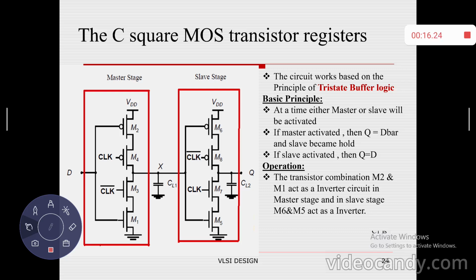If I change the control signal to clock equals 1, M4 and M3 are off, and M7, M8 are on. Speaking simply, the master is deactivated and the slave is activated. M6, M5 form an inverter, and the D bar output stored across CL1 is connected to CL2. So Q equals D.